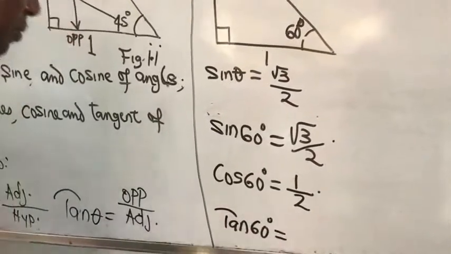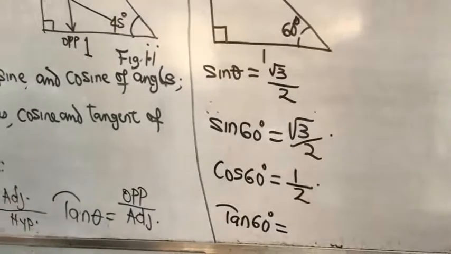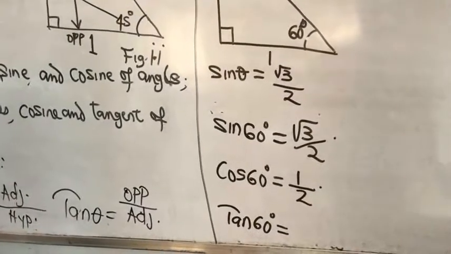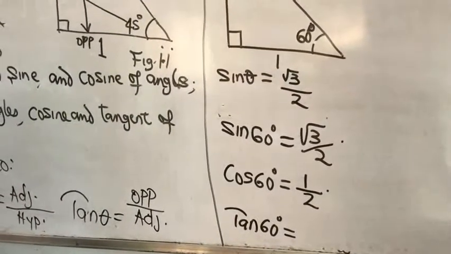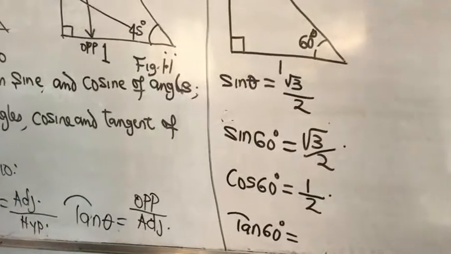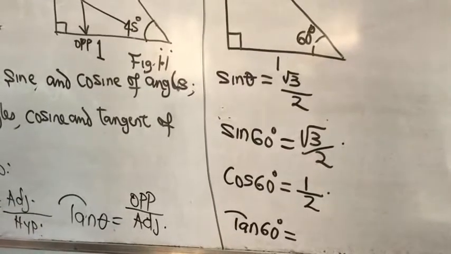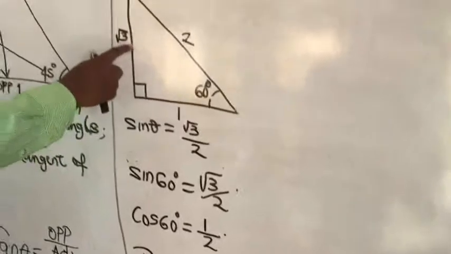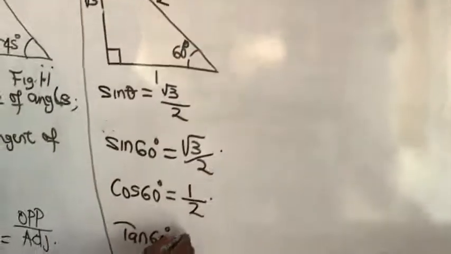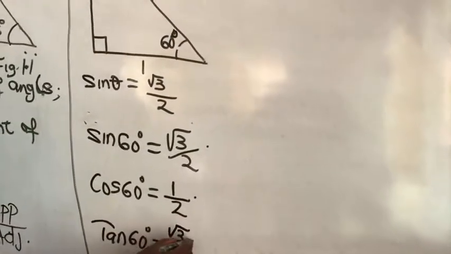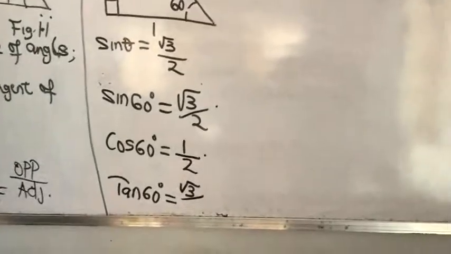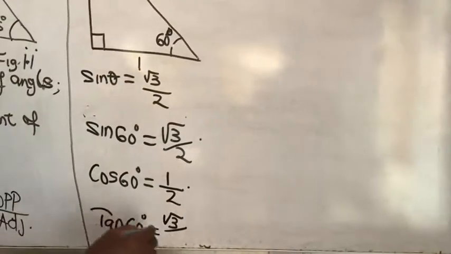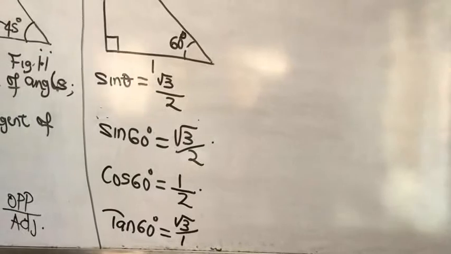For tan 60, of course, you can see what the rule is saying. Opposite over what? Adjacent. Now, who's our opposite? Of course, you can see that the opposite is what? Root 3. And the adjacent is 1. So that is our answer.